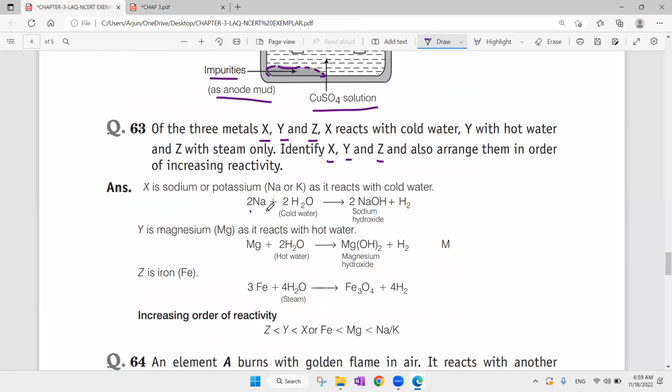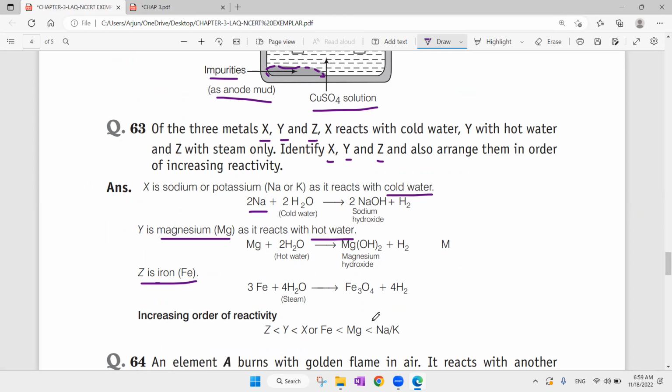Now, that X is sodium. It reacts with cold water. Magnesium reacts with hot water. Iron or zinc reacts with steam. Done. Like that, from the textbook only we can get it, if you read the textbook very properly.